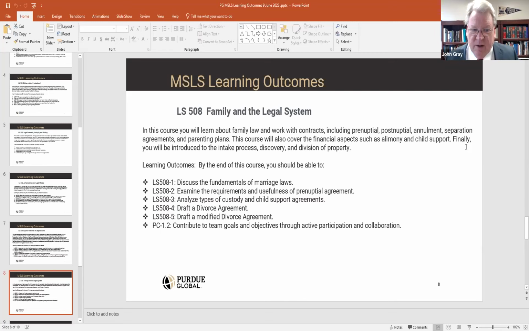And so by the end of this course, you should be able to discuss the fundamentals of marriage laws. You should be able to examine the requirements and usefulness of prenuptial agreements. You should be able to analyze types of custody and child support agreements and arrangements. You'll draft a divorce agreement. You'll draft a modified divorce agreement. And also you'll be able to contribute to team goals and objectives through active participation and collaboration through this entire course.